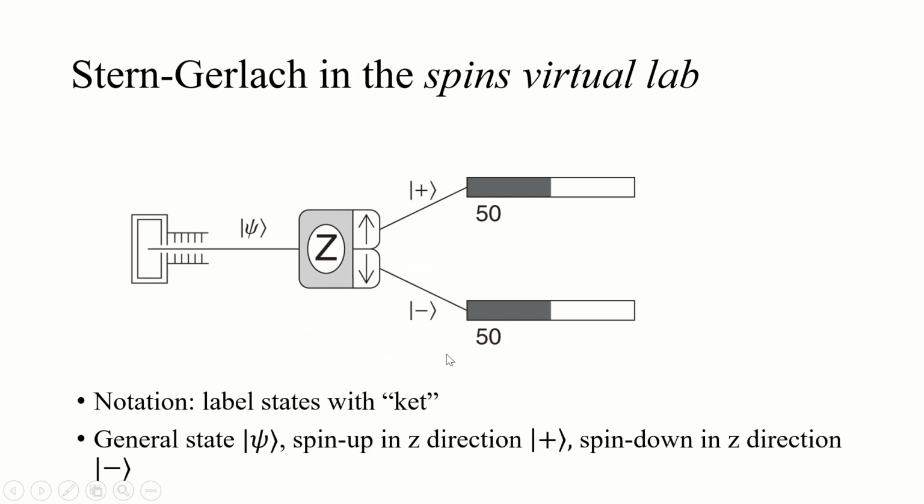A brief bit about notation. We label the quantum states of these beams with what are called kets. They're these things that look like this. For the general state coming out of the oven, we label that with a generalized ket, typically with the psi symbol inside. Coming out, there are two possible values of the spin in the z angular momentum. It can be spin up, which we label with this plus sign. So spin up in the z direction is a plus ket. Spin down in the z direction is a minus ket.